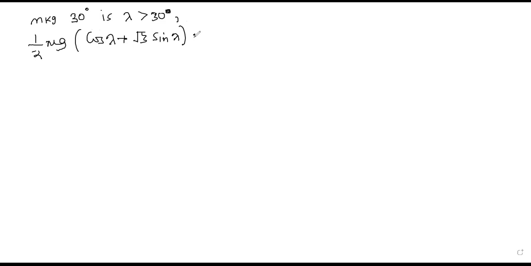Continuation. If this is 3 times the least force that would cause the body to move down, show that lambda is equal to tan inverse of 2 over root 3.